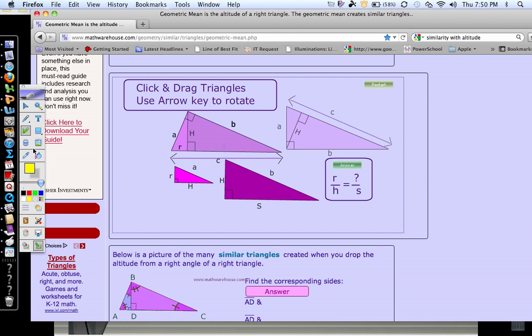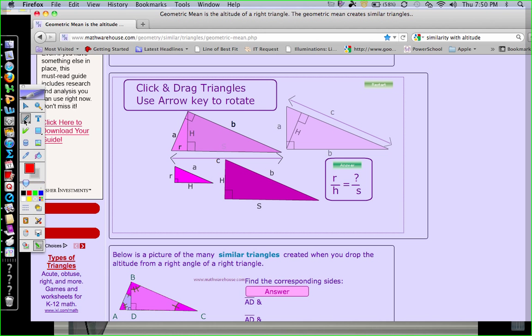Okay, so if we were going to mark these diagrams, we would know that this angle here is congruent to this angle here, is congruent to this angle here. And then you can see we have a ratio over here. We have R over H equals something over S. So what we need to do is find a place where R and H match up. So let's say we pick this R and this H. So we have a short side over a long side, and then it's something over S.